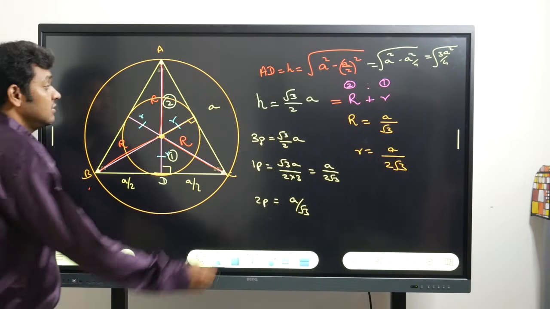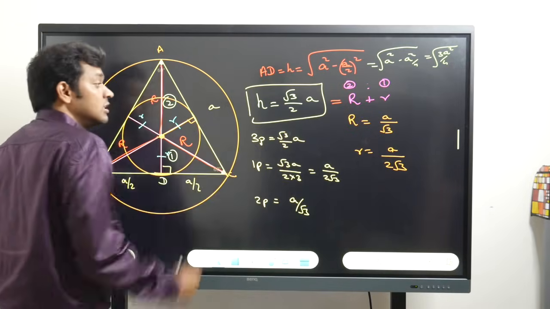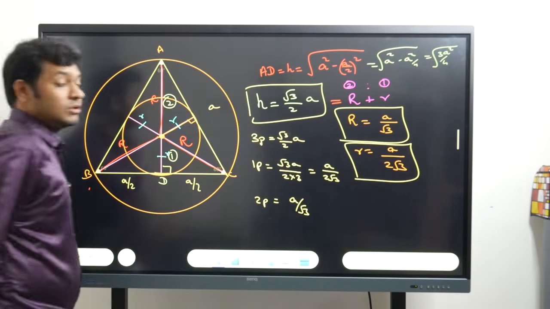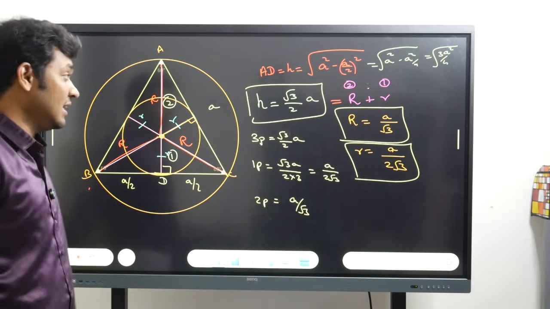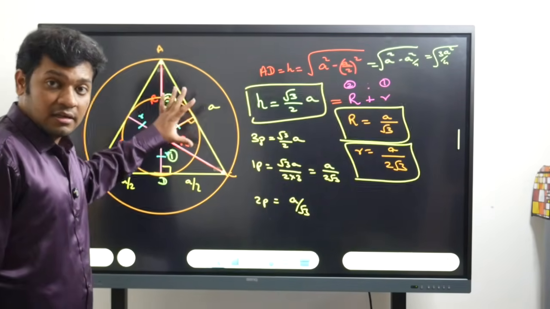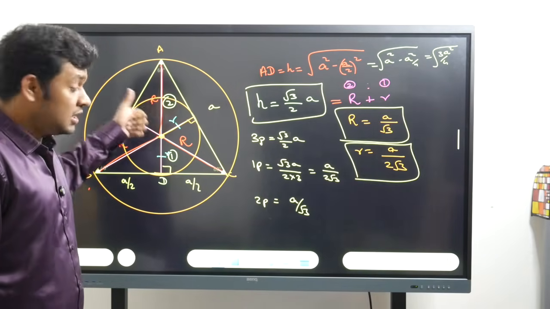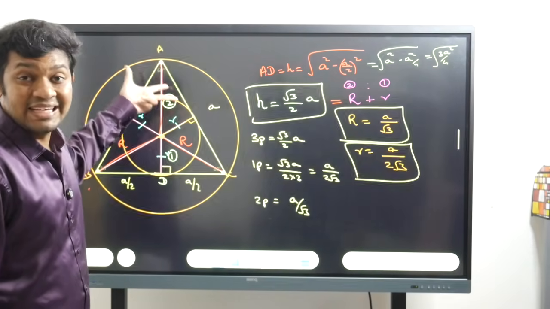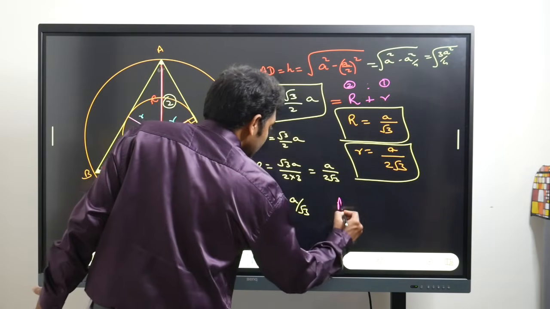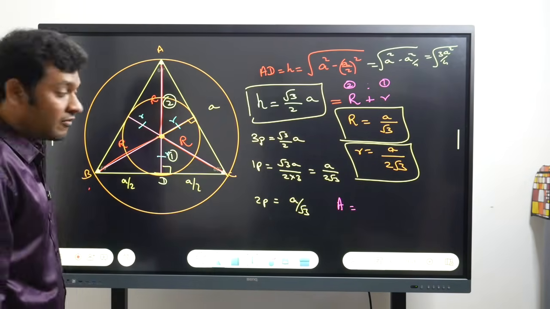Right? So height of the equilateral triangle is root 3 by 2 a. My circumradius is a by root 3. Inradius is a by 2 root 3. You should know this at any point of time. Okay. So for an equilateral triangle, side is a, inradius a by 2 root 3, circumradius a by root 3, height root 3 by 2 a. From this you can also derive the area of the equilateral triangle. So we know for any triangle, area is nothing but half base into height.